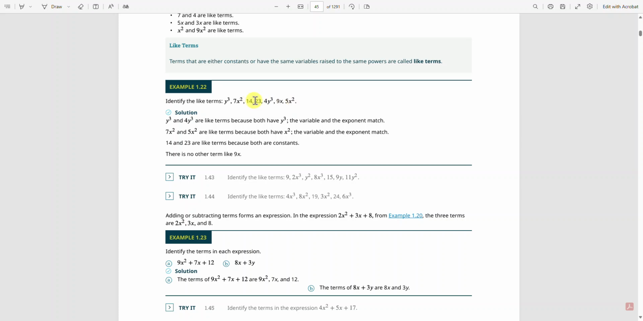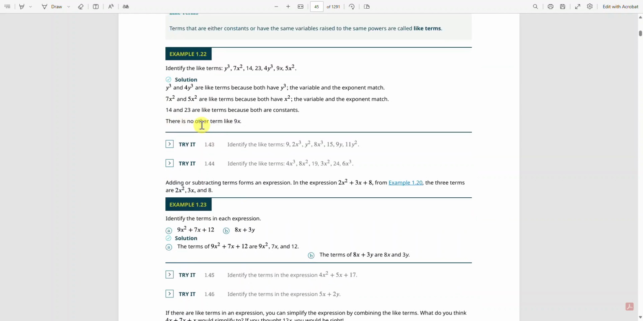We can say 14 and 23 are like terms because they're both constants. And then we're left with 9x. And there's nothing in this list that is like 9x. So 9x has no like term here. We read in the solution that y to the third and 4y to the third are like terms. We got that right. 7x squared and 5x squared are like terms. We got that right. 14 and 23 are like terms. We got that right. And there is no other term like 9x. We also got that right.